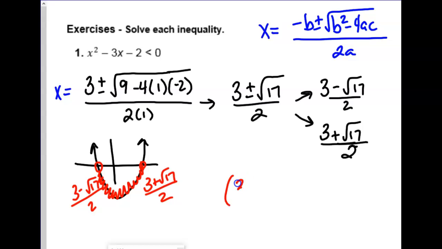So it starts at, and then it ends at, you got it. Now notice I kind of cheated there.